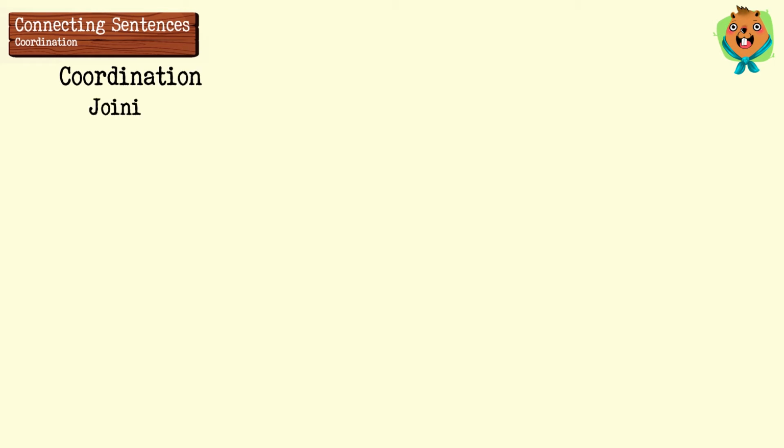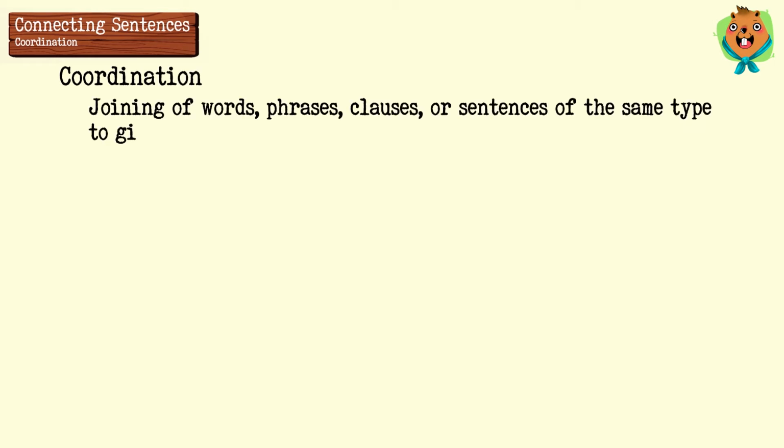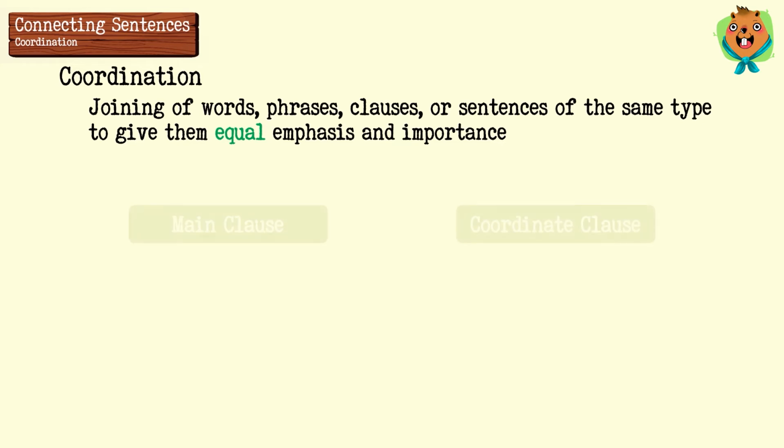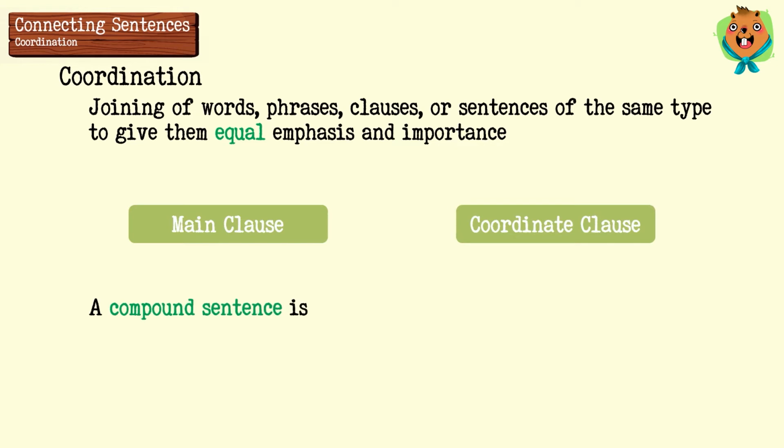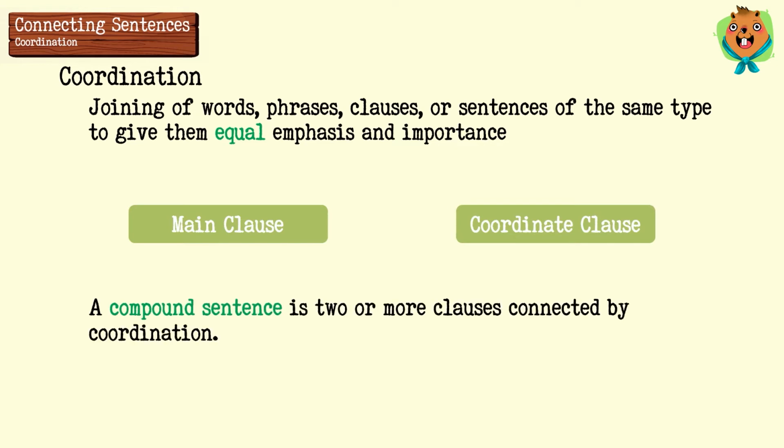Coordination is connecting words, phrases, clauses, and sentences in order to give them equal emphasis or importance. Clauses connected by coordination are called main clauses or coordinate clauses, and a sentence with two or more main clauses connected by coordination is called a compound sentence.